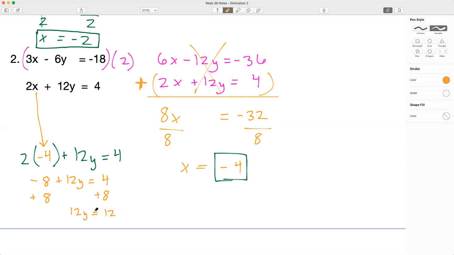And then what we're going to do is really just divide both of these by 12. Divide by 12, divide by 12. And then I'm just going to write the answer over here. Y, which is by itself now, equals 12 over 12, which is 1. So y equals 1, x equals -4. And we're done with number 2.